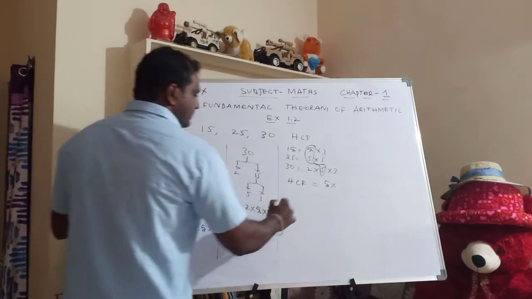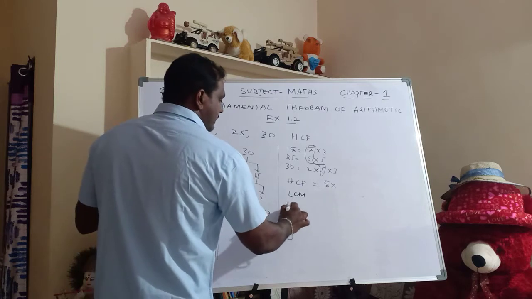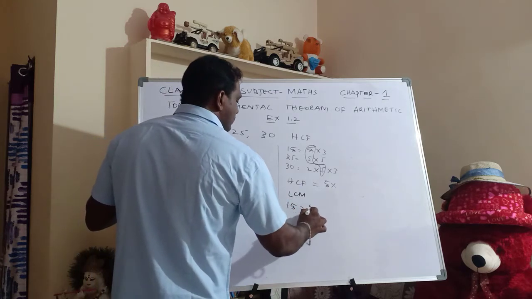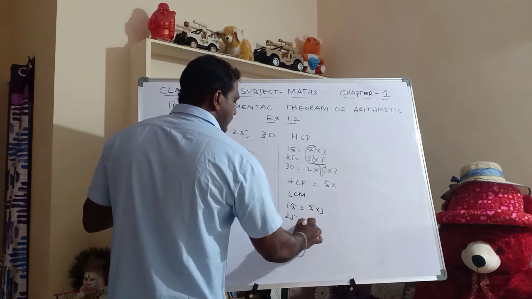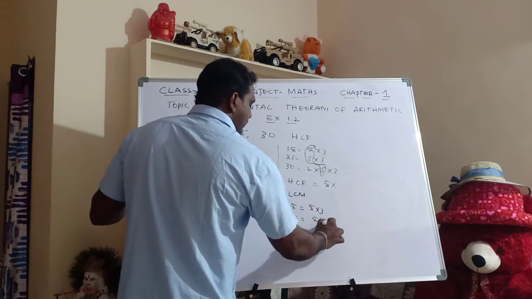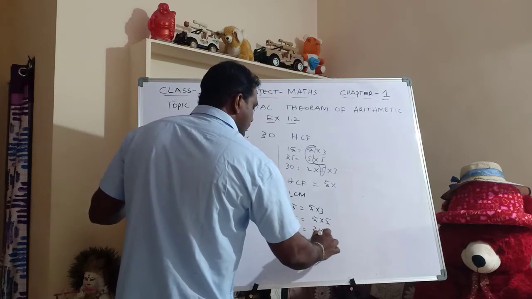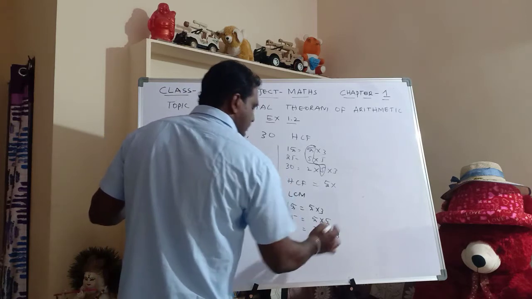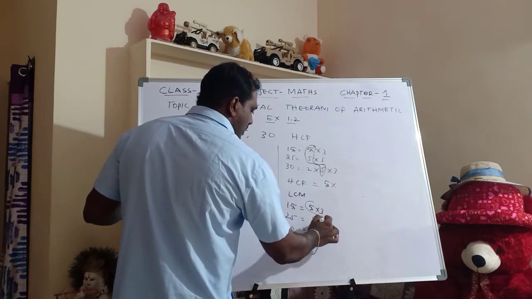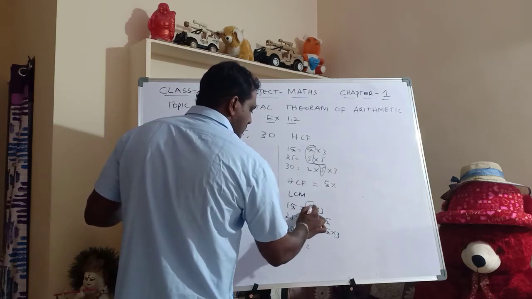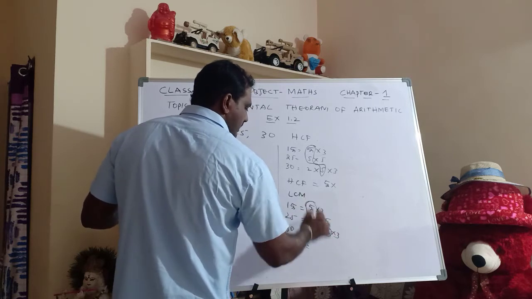Now what will be the LCM? So LCM is the same. 15 is equals to 5 into 3. Next, 25 is equals to 5 into 5. Next, 30 can be written as 2 into 5 into 3. What is the first step for LCM? First you have to write all the common terms. This is the common term, 5.